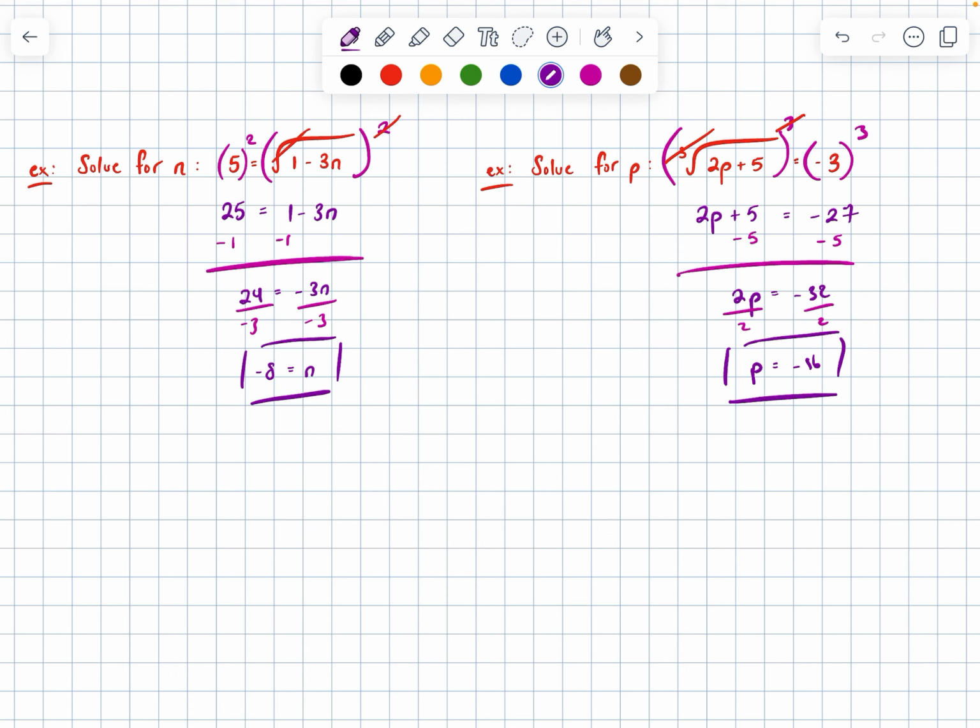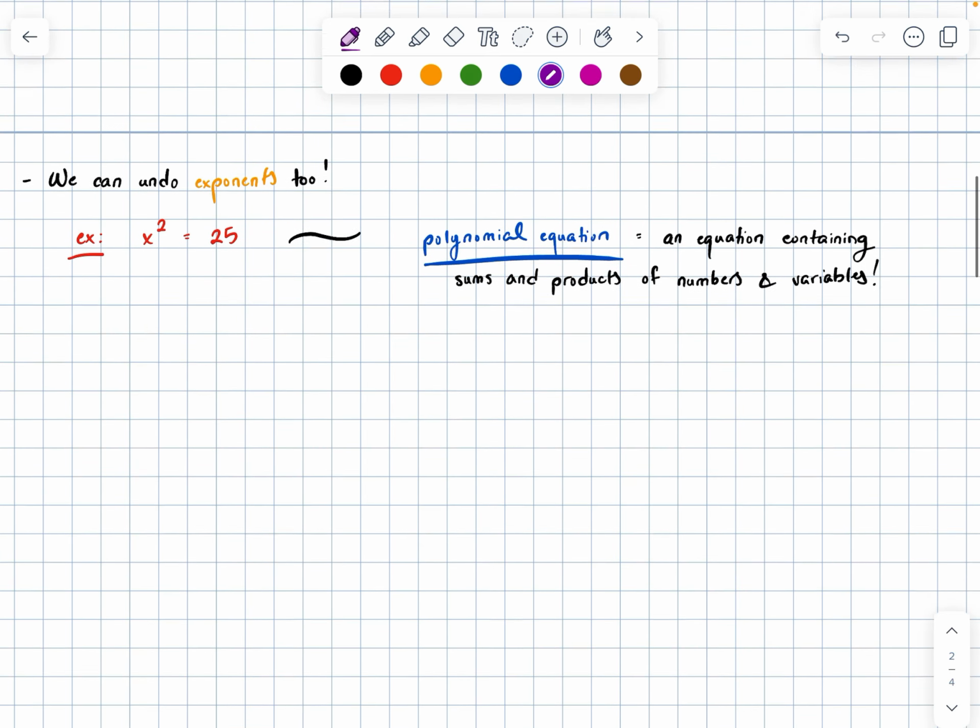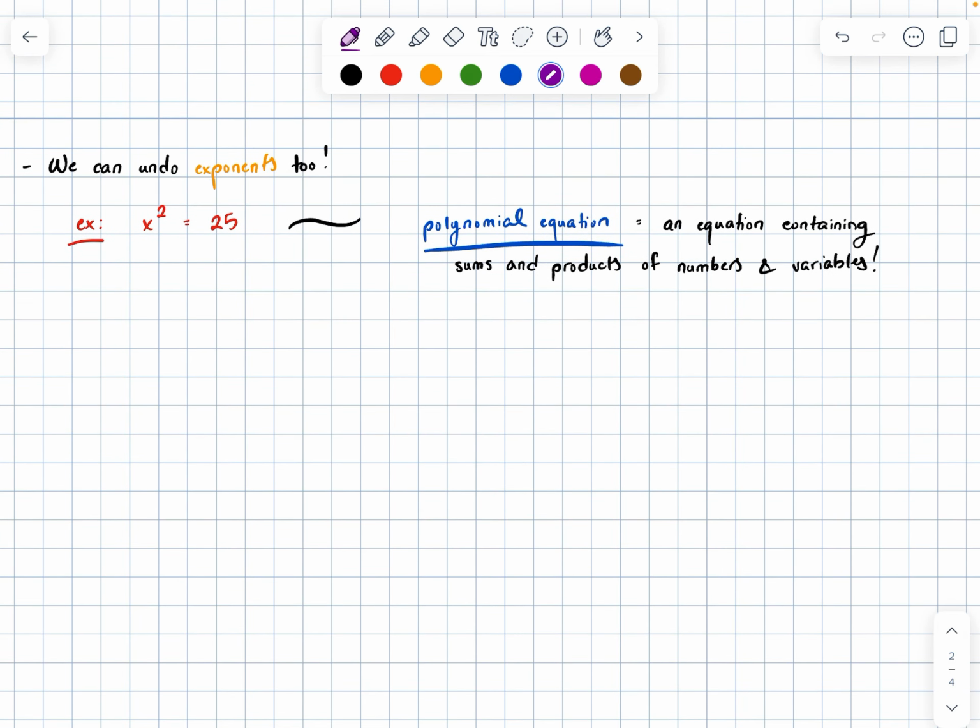Now, just like we can use squares and cubes to get a variable out from inside of a square root or a cube root, we should also be able to use some radicals as inverse operations to get a variable out from inside of an exponent. So say, for example, I've got something like this, x squared equals 25. My goal is to isolate x.